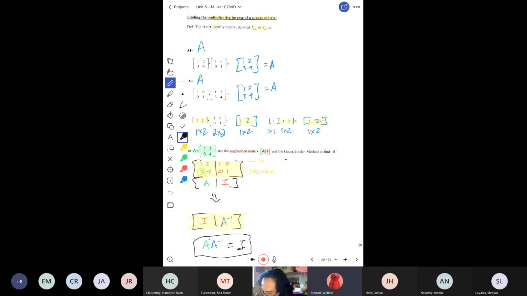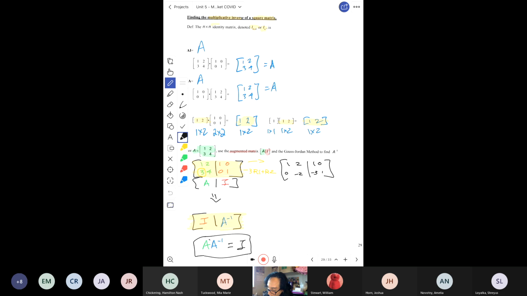Okay, so let's look at what we have. I still have 1, 2, 1, 0. I haven't changed it. And let's perform that row operation on the entire second row, including that identity I appended. Okay, what is my new row 2? 0, -2, -3, 1. Excellent.